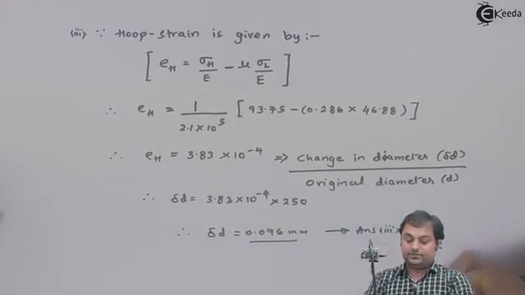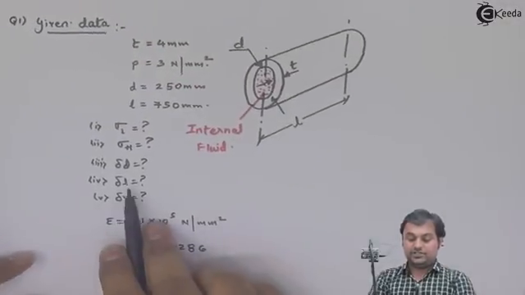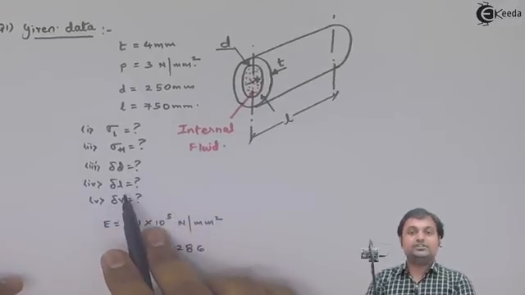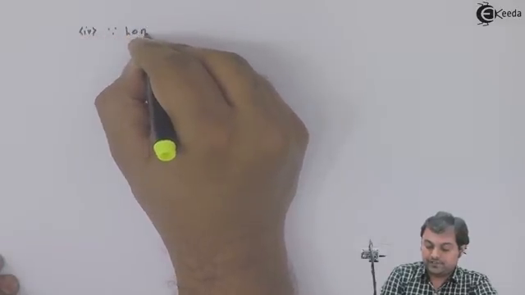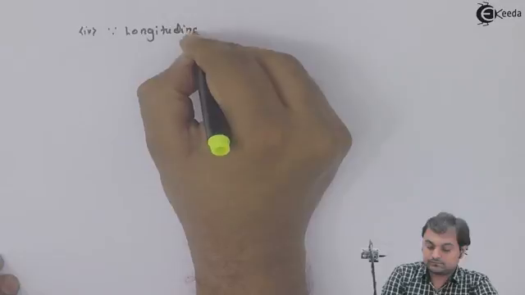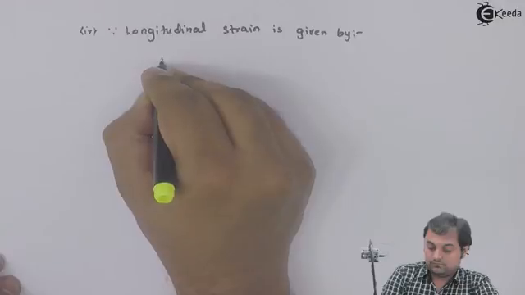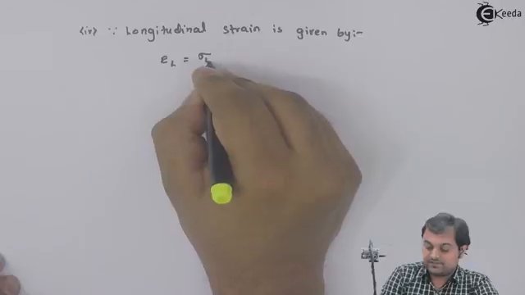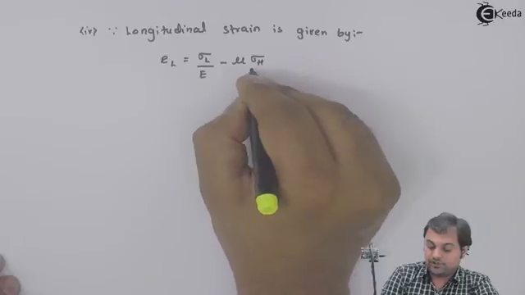In the next question, we have to calculate the change in length. For change in diameter, we used hoop strain. For change in length, we will use longitudinal strain. Since longitudinal strain is given by e suffix L is equal to longitudinal stress upon Young's modulus minus mu into hoop stress upon Young's modulus.